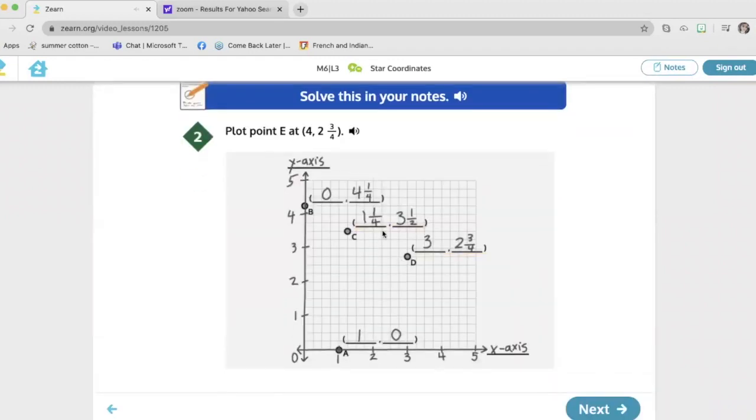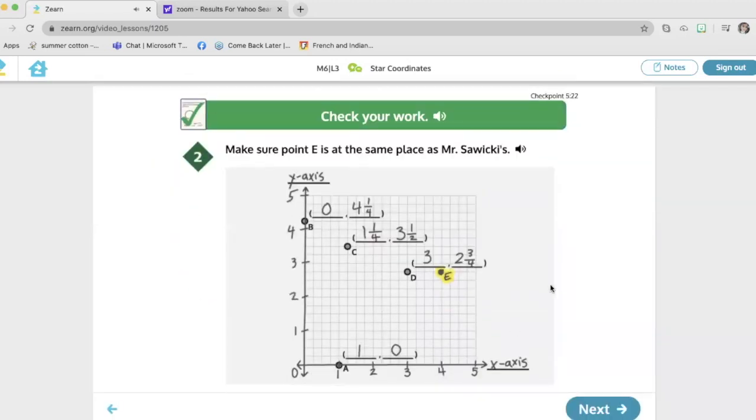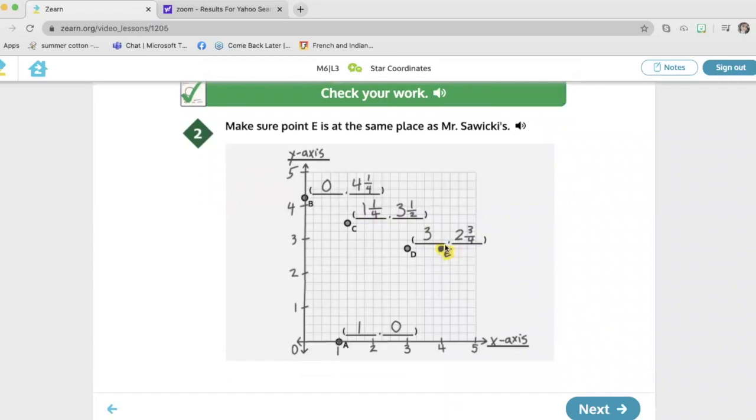Okay. Then it wants us to plot E. Well, I can see that if I have a 4 in the x-axis, I have 2 3/4 in the y-axis. Since I always start with x, I'm going to go over to 4, and then I'm going to go up to, I hope this is right, I can't really see that well, 2 3/4. So 1/4, 2/4, 3/4, and it's going to be about right in here. We're going to fast forward so we can see. We were right, okay? Here's our E, which was 4 and 2 3/4.